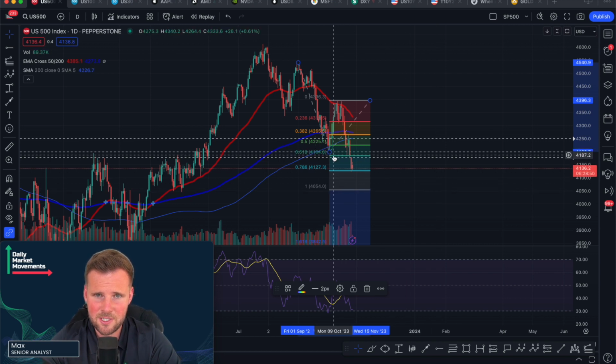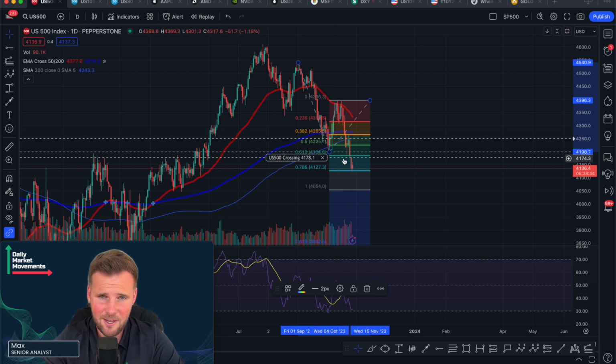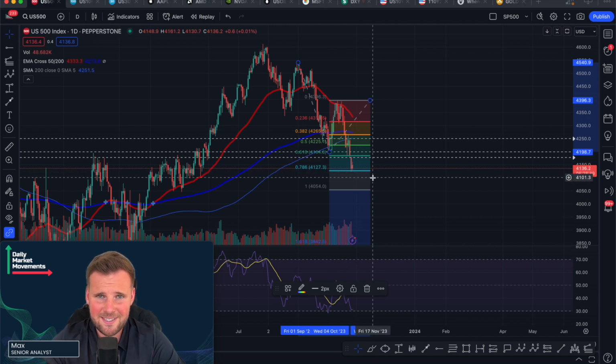especially with the 0.61 fib area there, which is, 9 times out of 10, a very good area where you do see a bounce in the markets. This time we didn't. We saw it get sliced through, and it looks like we could potentially see some more weakness here for the S&P 500.